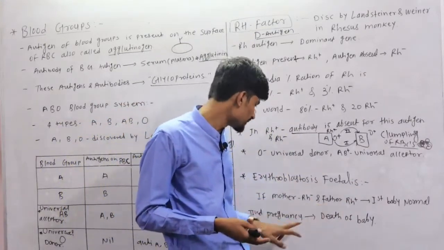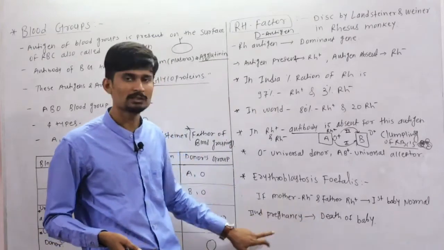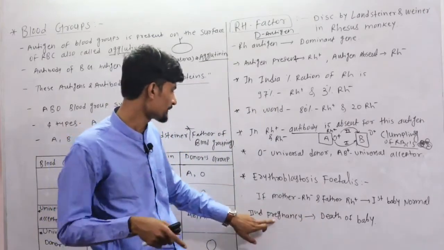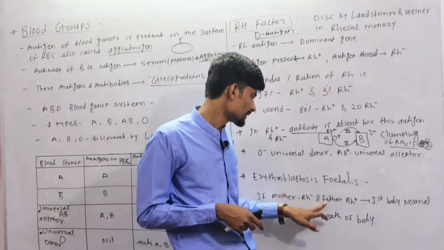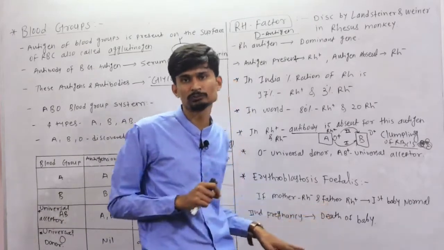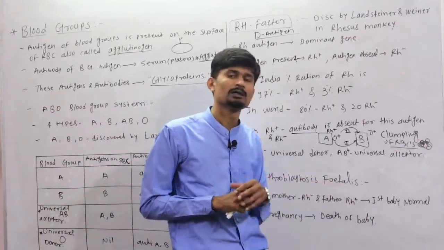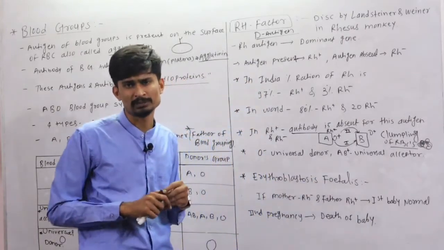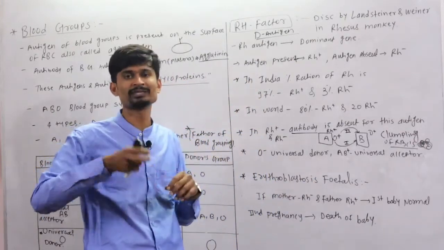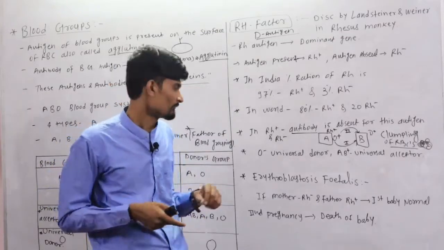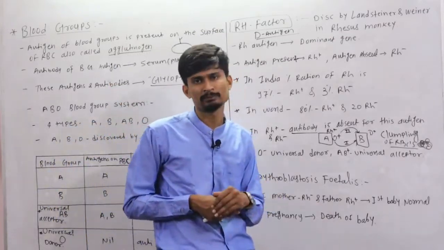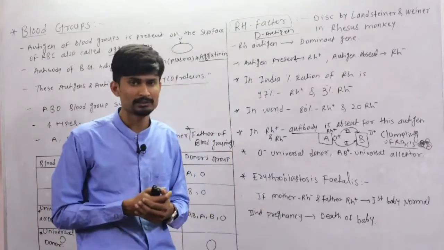But during the second pregnancy in this couple, if the fetus has Rh positive blood group, what will happen? There will be a death of the baby. Rh positive means that the fetus has the Rh antigen. Now why is there a death of that baby during the second pregnancy?